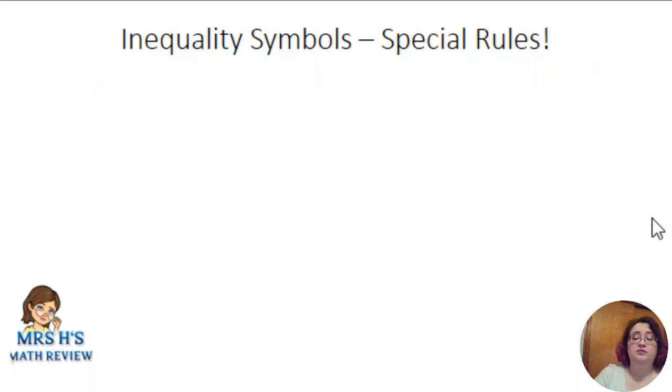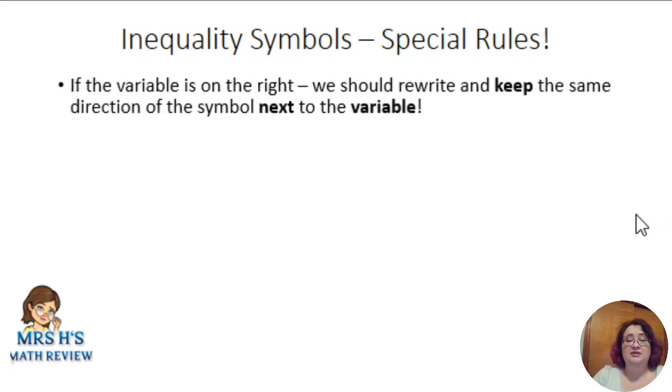So, our special rules we have to remember when solving inequalities. If the variable is on the right, we saw that when it was on the left, then the symbol helps us to be able to plot that on a number line. So we always want to keep the variable on the left. If it's on the right, whatever direction of the symbol is next to the variable, you keep next to the variable when we rewrite it.